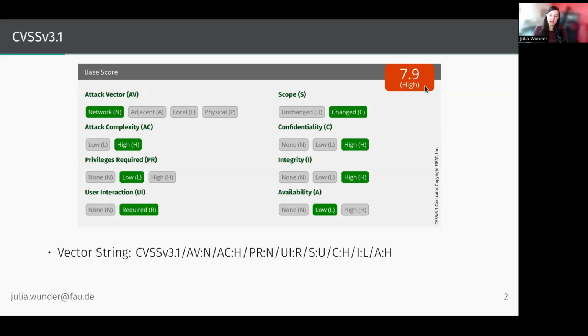And this CVSS score indicates the severity. The score can range from 0.0, which means no severity, to 10.0, which means critical severity. And in this example, 7.9 would indicate a high severity. In practice, these severity categories are often directly used in order to say, okay, this vulnerability has to be fixed immediately or within a week or something like that. Yeah, so that's the scoring system CVSS.